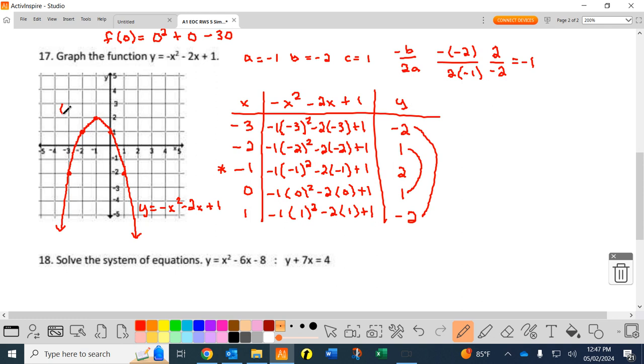And the last thing we're going to put is this, x equals -1, as the line that it is going to reflect over, the axis of symmetry. So we're going to draw that as a dashed line right down here through the middle. And that is going to be labeled x equals -1.